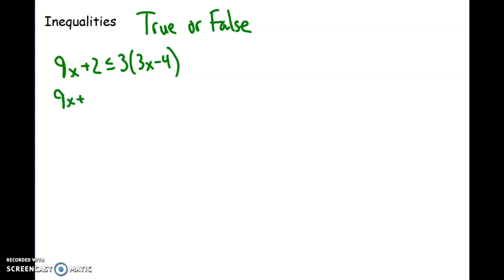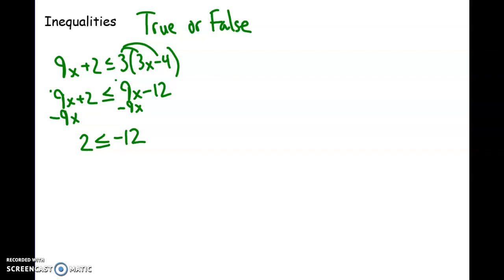So I still have 9x plus 2 on the left. I do my distribution. I'll have 9x minus 12. Again, warning bells should be going off because I have 9x on both sides. I subtract 9x. I subtract 9x. I have 2 less than or equal to negative 12. No variables. So that means, again, I have to ask myself, am I dealing with a true statement or a false statement? 2 less than or equal to negative 12. That is false. That is not the case. So that means that there is no solution here.